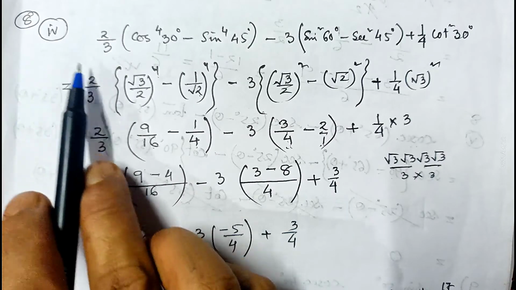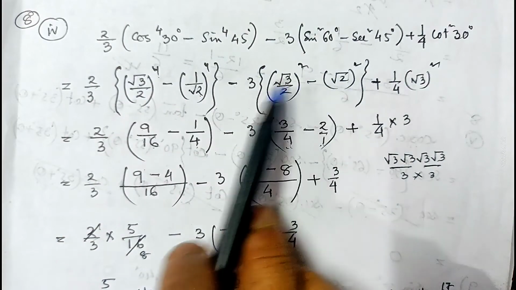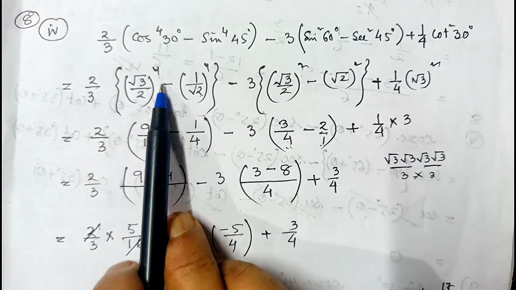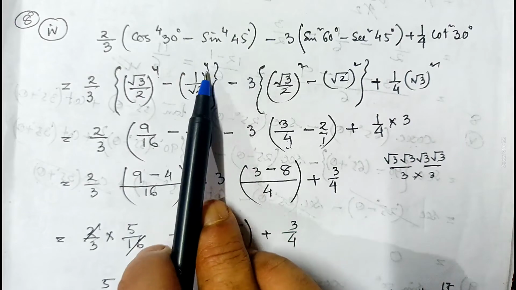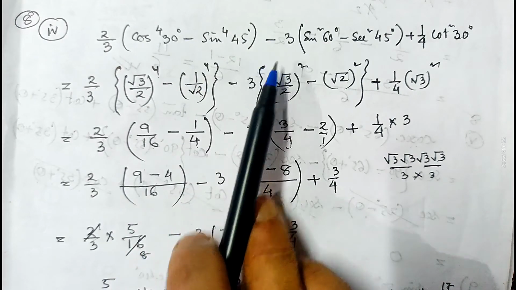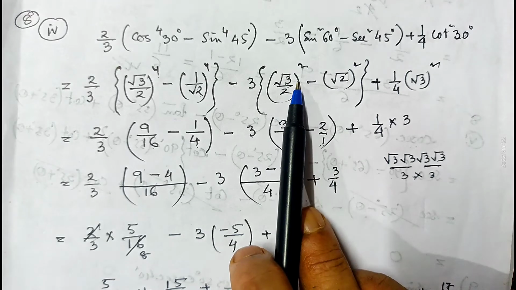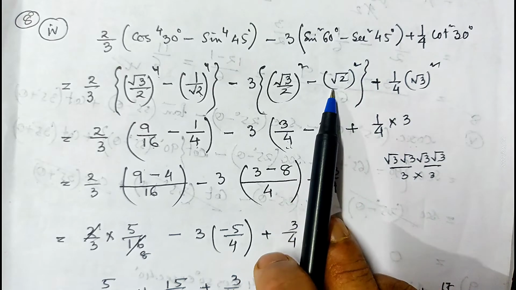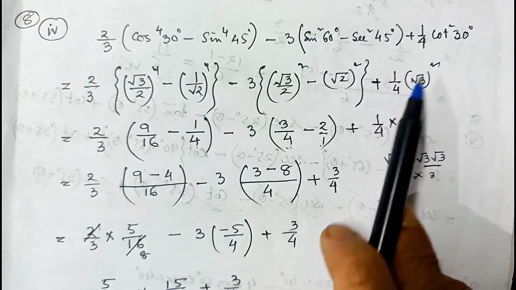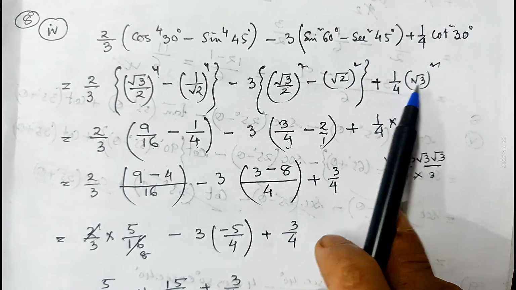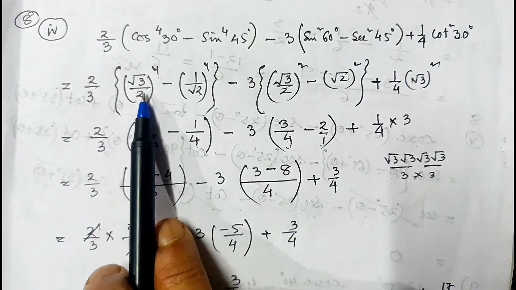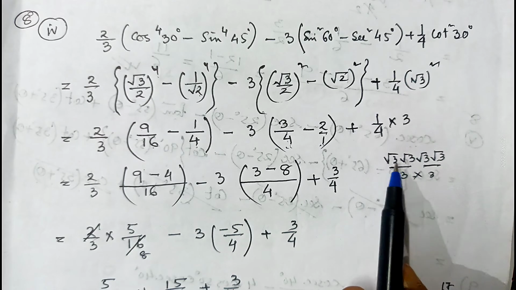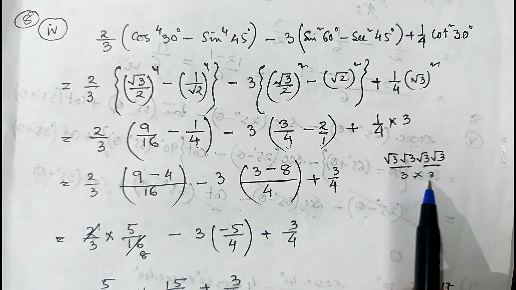In the fourth part of question number 8, we have to find the value of this expression. Here we can write 2 by 3 cos 30, where cos 30 is root 3 by 2 to the power 4, minus sine 45, where sine 45 is 1 by root 2 to the power 4, minus 3 sine 60, root 3 by 2 square, minus sec 45, where sec 45 is the reciprocal of cos 45, so it will be root 2 square, plus 1 by 4 cot 30, where cot 30 is root 3, so root 3 square. So 2 by 3 root 3 to the power 4: root 3 into root 3 into root 3 into root 3, which is 3 times 3, so 9.